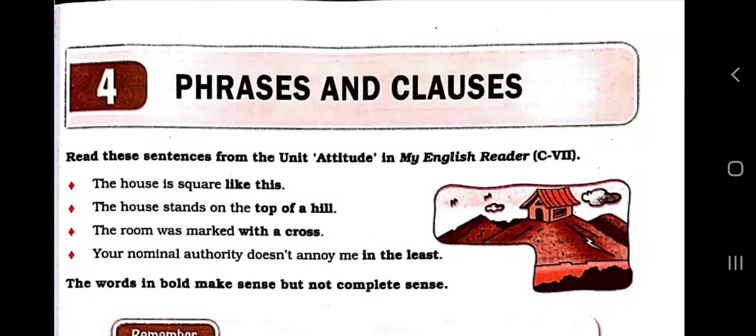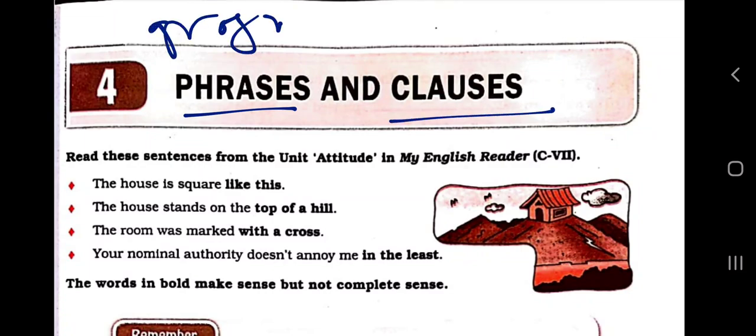So dear students, welcome to this platform of learning, and we are going to begin Phrases and Clauses, the fourth chapter of your practice book. Let's understand what phrases are and what clauses are. Phrases are groups of words, as well as clauses too are groups of words. Both are groups of words, but what is the difference?